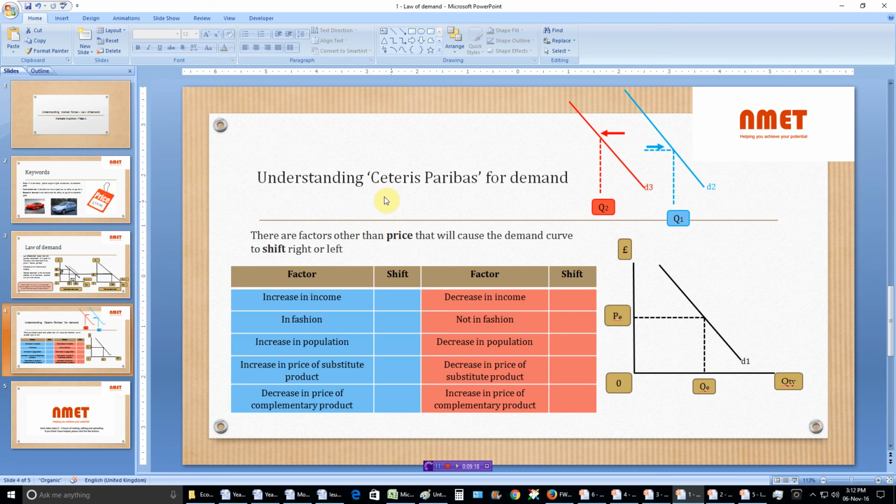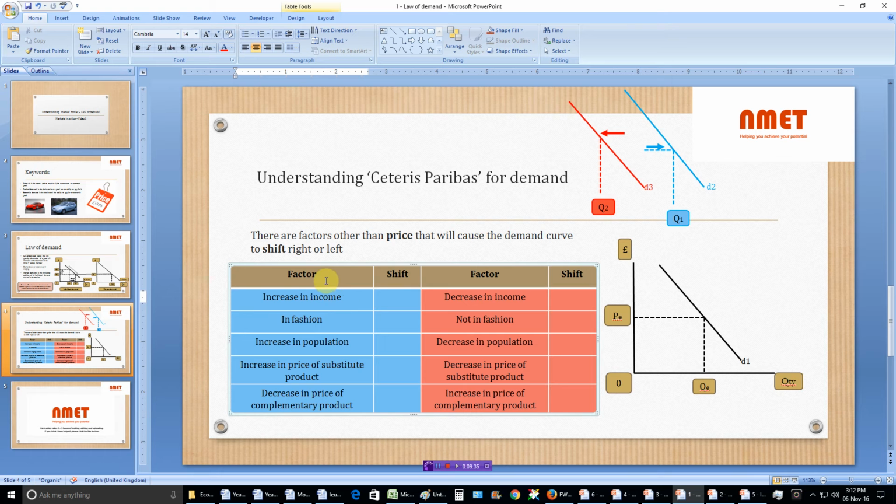However, when there is a change in Ceteris Paribus, all other factors like income, like fashion, increase or decrease in population, all that causes a shift in the demand curve from right to left. So I have a table over here with factors. If there is an increase in income, will people demand more of the goods or less of the goods? Everything else is constant. So if you've got more money, will you consume more or less?